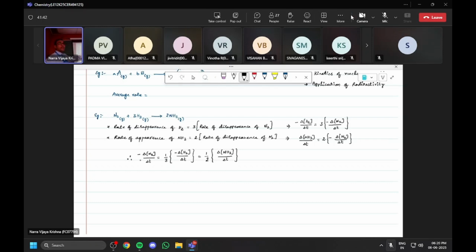What is the stoichiometric coefficient of hydrogen? 3. I am writing 3 in the denominator. Stoichiometric coefficient of ammonia? 2. Simply I am writing 2 in the denominator. So instead of writing all these things every time, can I directly write this formula or not?